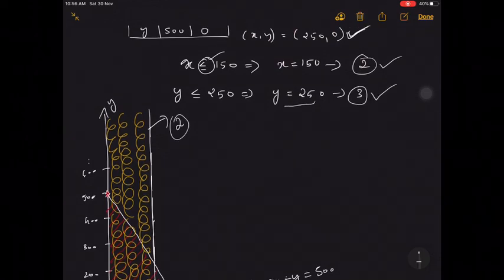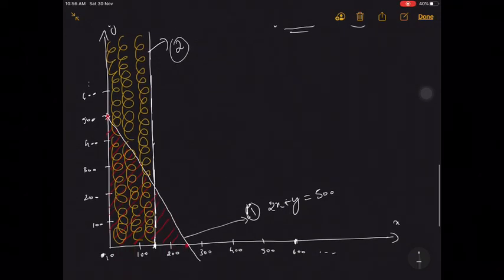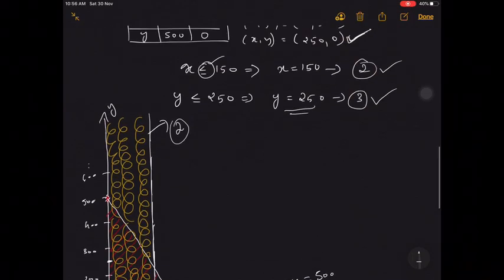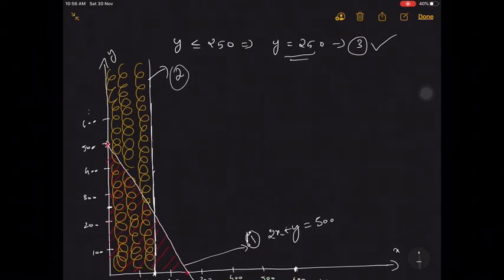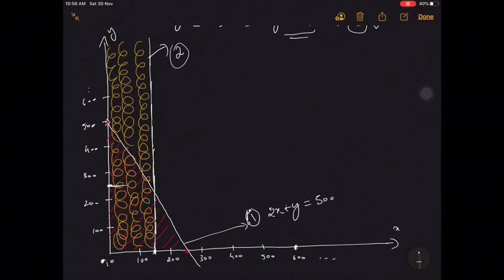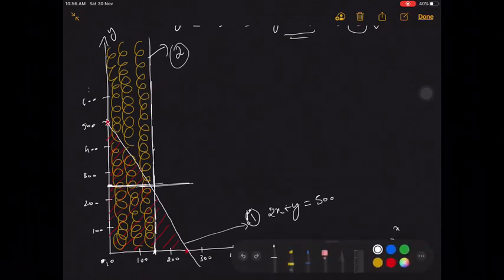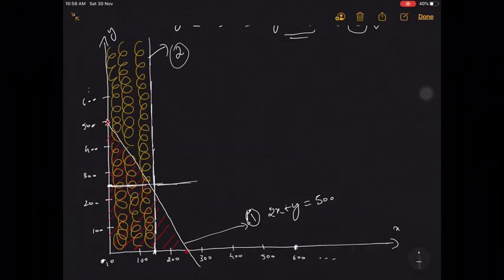Now it is y is equal to 250. So now we'll draw y is equal to 250. Y is equal to 250 is here. So x can take any value because x is not in the equation. So y is constant, and we get a line like this.